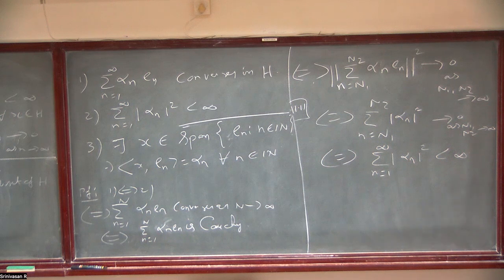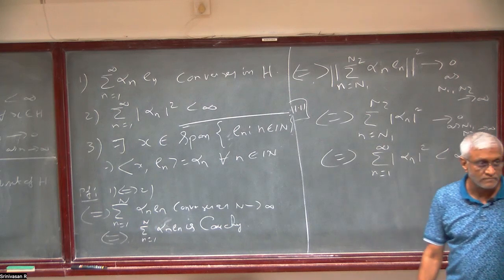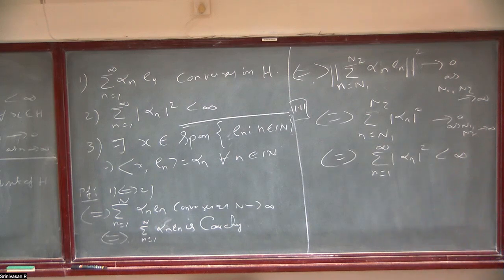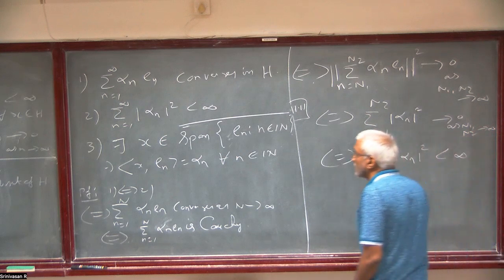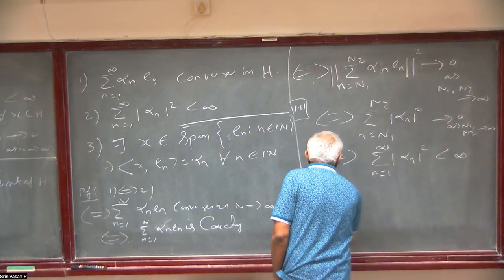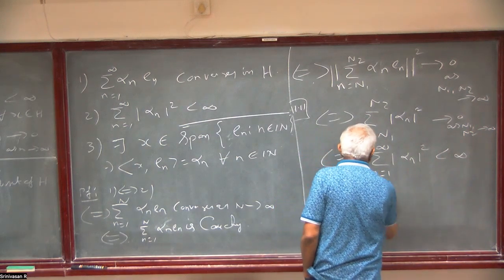Usually we will say that something converges if and only if the norm converges, right? That's what we say. But here it is norm square. In Hilbert spaces, it's with norm square. Okay. So we have proved 1 is equivalent to 2. So we want to prove that 1 and 2 both are equivalent to 3.